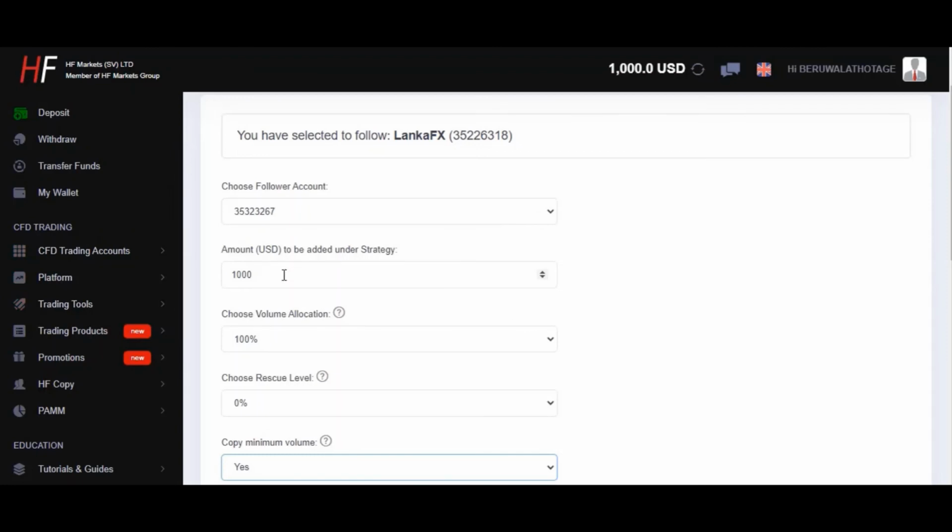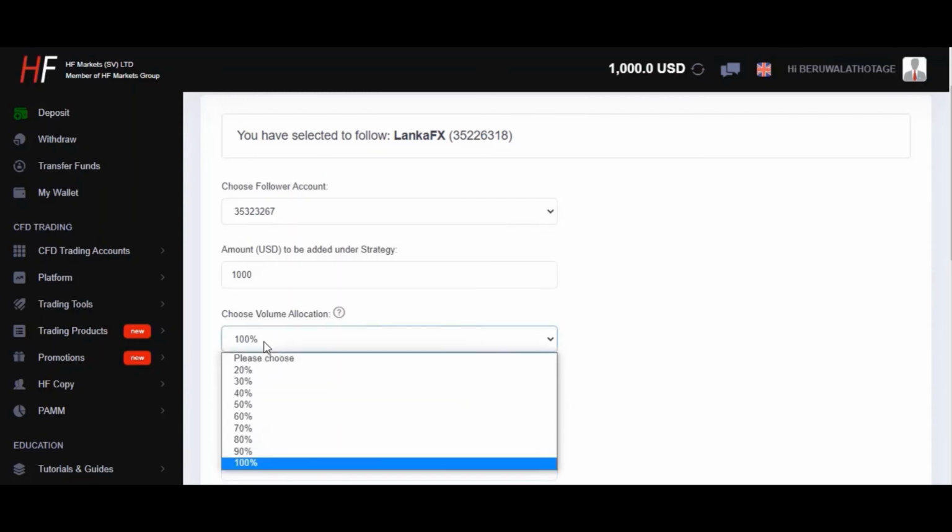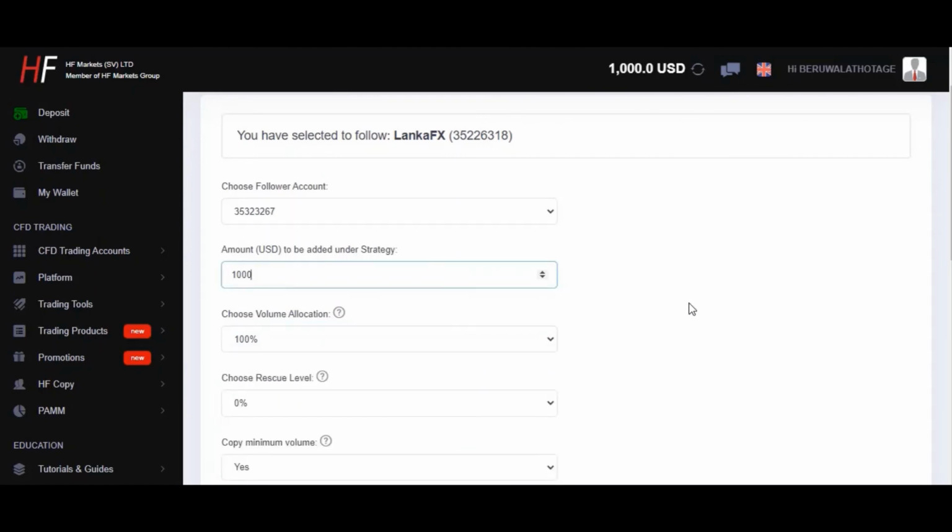Amount is how much you are going to put for the person to be followed, right? Choose volume allocation means that if the strategy provider is choosing 0.01 volume, and you put 100%, the same amount of volume will be copied to your account. So the same trade will be copied to your account. If you are using 50%, 50% of the volume size will be reduced in your account. But in any case, if the strategy provider is using 0.01, which is the minimum lot size, if you're using anything less than 100%, that trade will not be copied to you. So it is always better to use 100%.